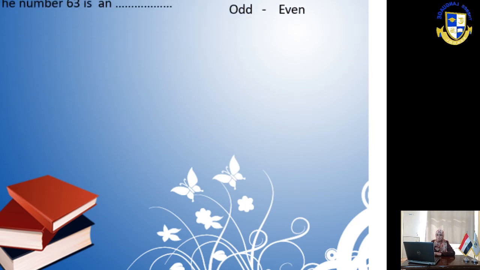You have number 63. Is it an even number or odd number? Number 63, even or odd? Always look for the ones. 1, 3, 5, 7, 9 are odd numbers. So 63 is an odd number.